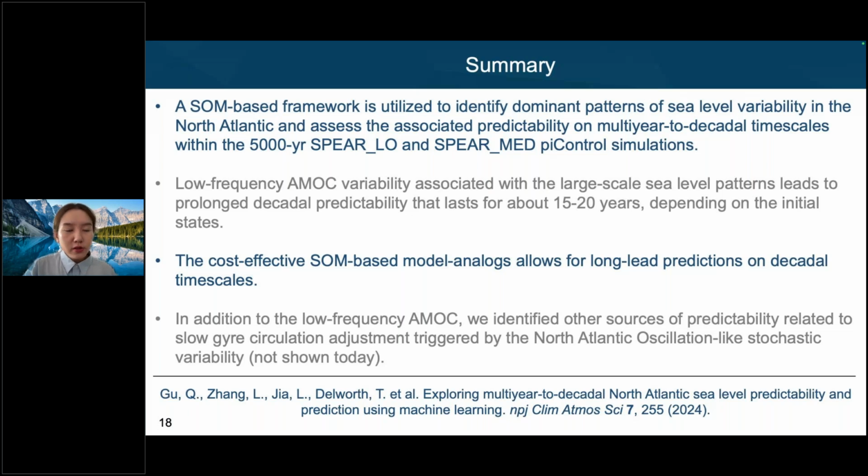And in addition to what I talked about, which is associated with the low frequency AMOC, we also identified other sources of predictability related to the slow ocean circulation adjustment triggered by the North Atlantic Oscillation, or NAO, like stochastic variability, but I'm not showing that today. If you are interested, please feel free to check it out in our paper.